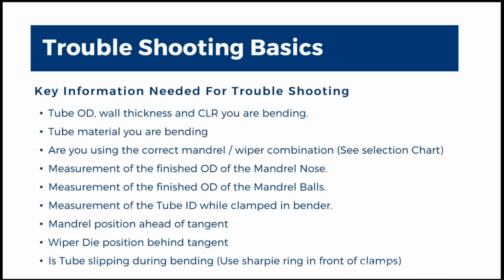When an issue comes up that the cause is not clear, you will want to collect some key information first that may bring the cause to the surface. The list provided here is where we recommend to start. It's your tube OD, wall thickness, and CLR you are bending, the tube material you're bending, and check to see if you're using the correct mandrel and wiper combination using the selection chart that we'll talk about here shortly.